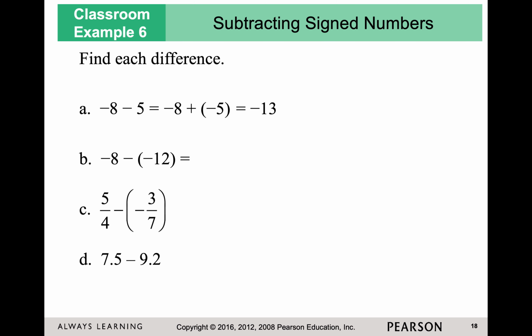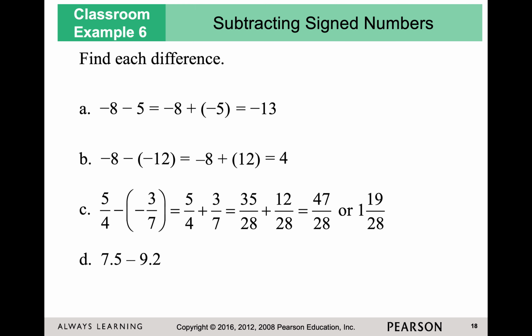In B, I have minus negative. That's a double negative. They become a positive. Then I'm going to have the rule for two different signs. 12 is bigger. My answer is positive. 12 minus 8 is 4. Double negative in C becomes plus a positive. If you're not great at adding fractions, pull out that Web 2.0 calculator and it takes you right to here.